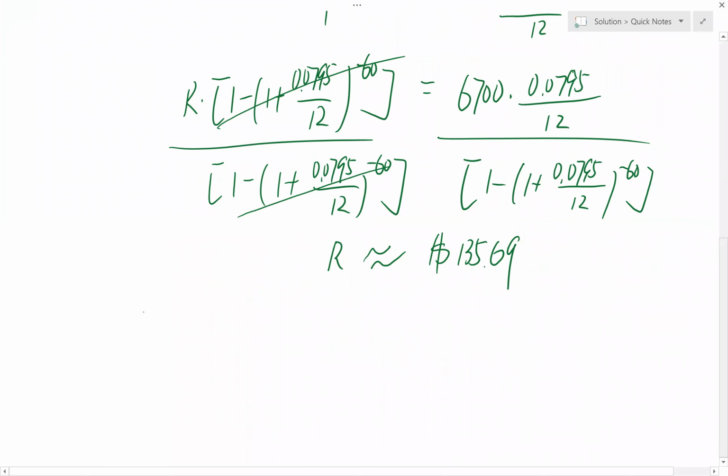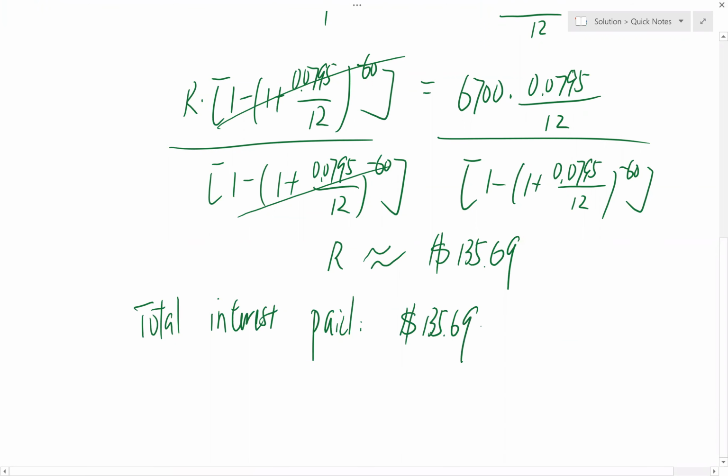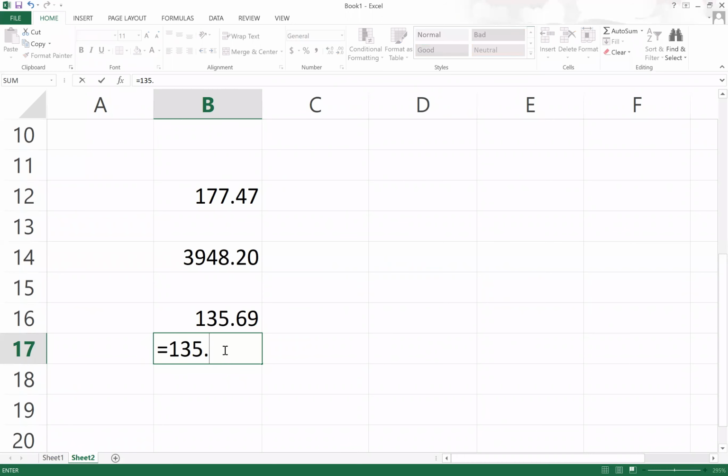Now, next thing, let's find out what the total interest paid is. You do 135.69, and you're making 60 payments like this, monthly payments, and you only owe $6,700. Now the difference is going to be the interest paid. And go back here, we do 135.69 times 60 minus 6,700. And let's see what that is.